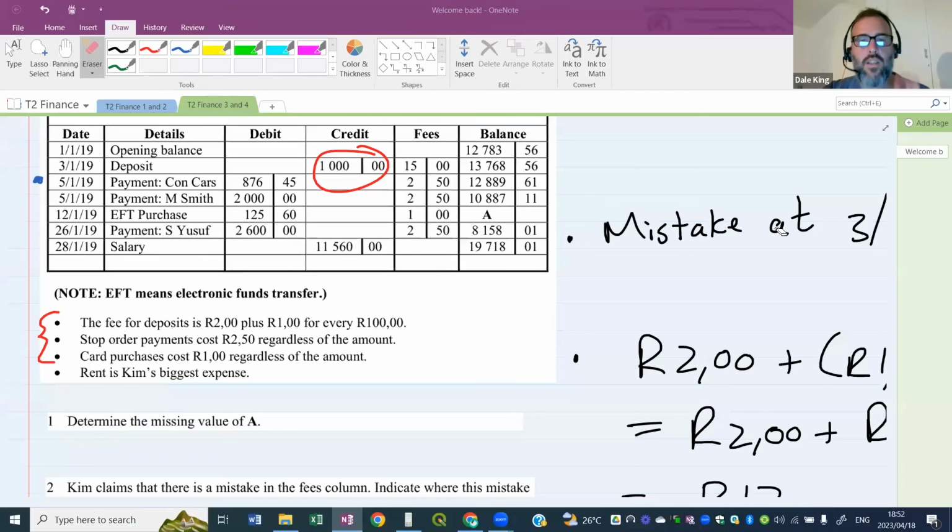Can you guys think of a way we can do this? Are we going to recalculate everything? Does anyone have an idea how we're going to correct this statement right at the bottom here so that it's a true reflection of the accounts? Any ideas, guys? Paul.